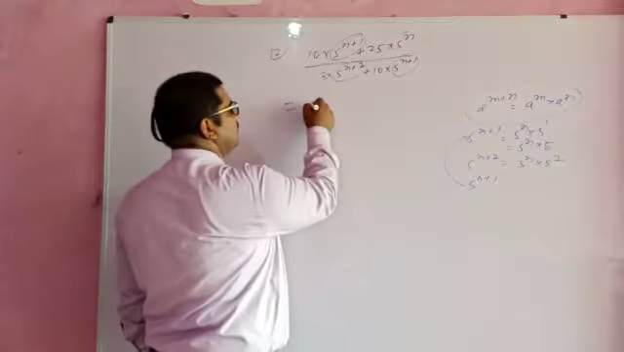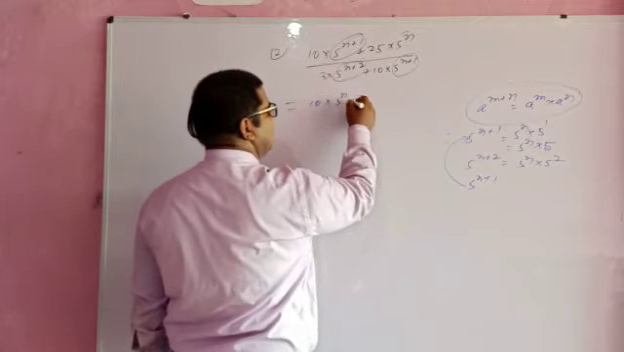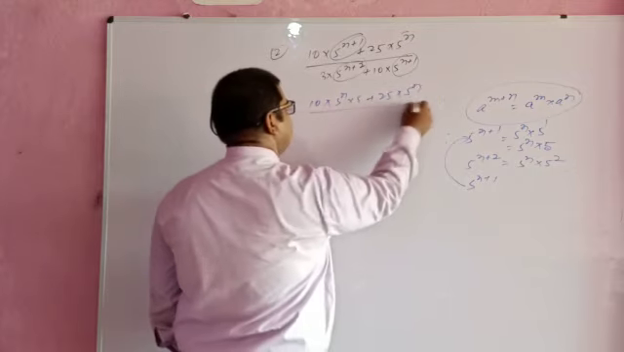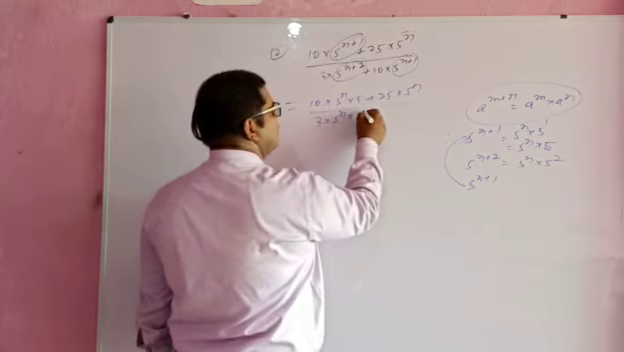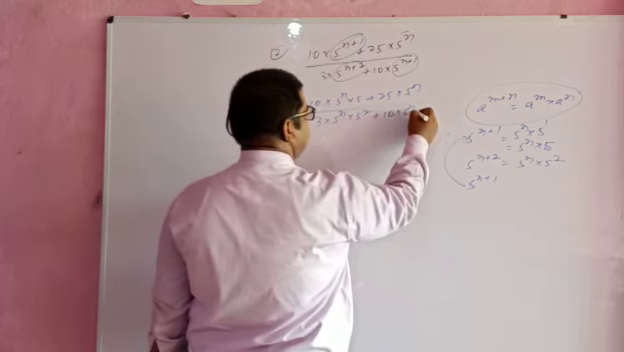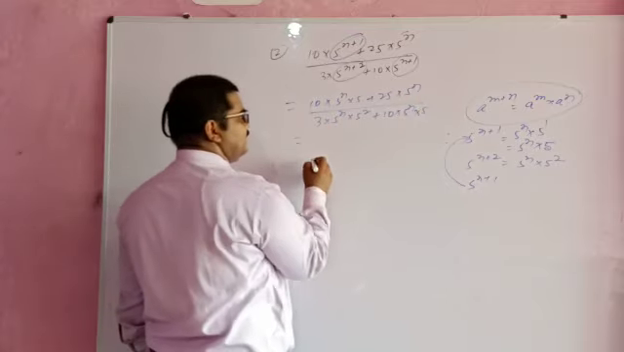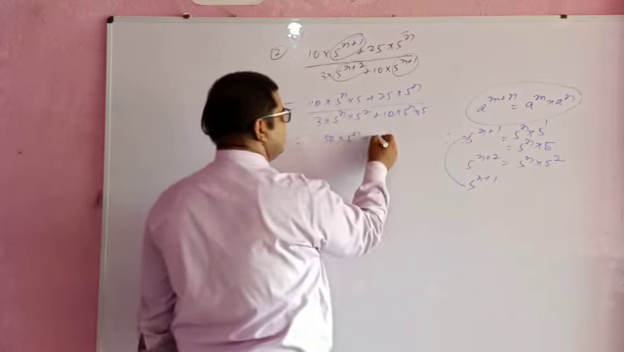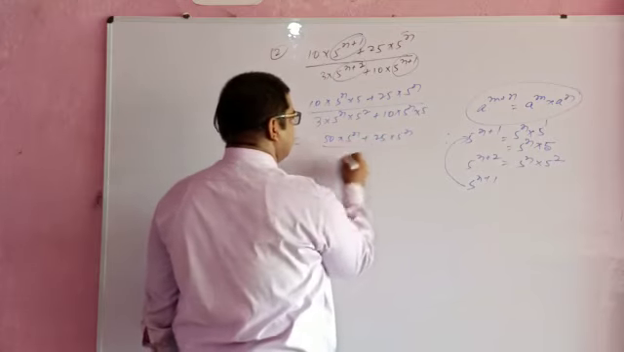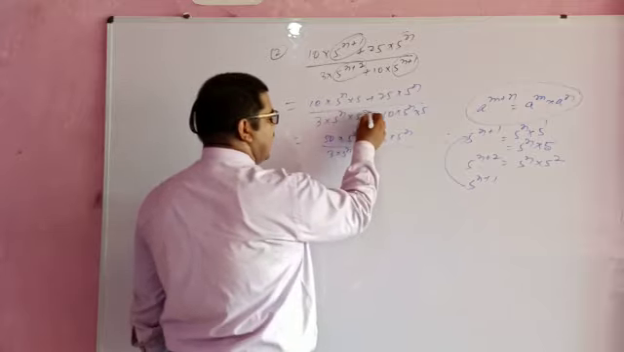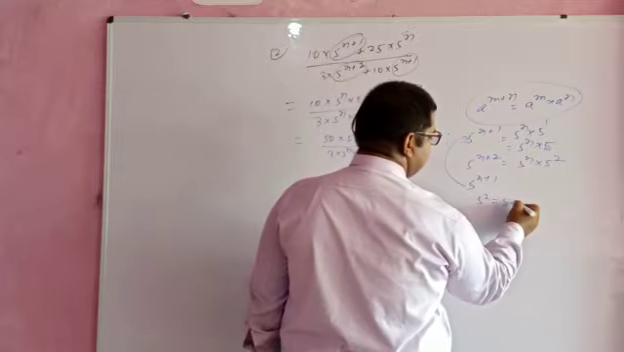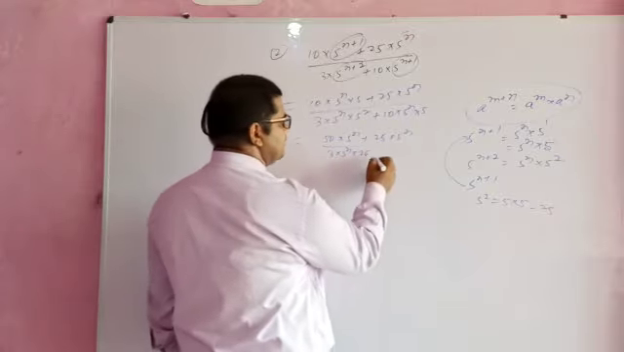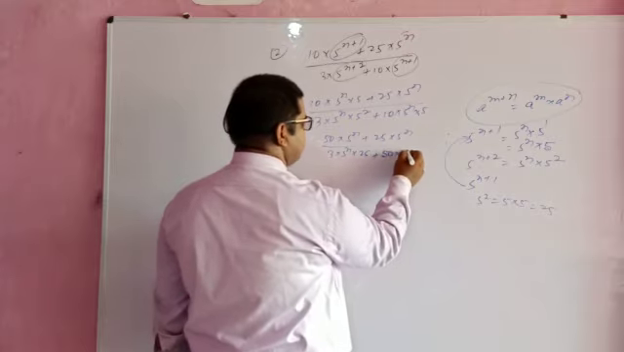So let's do further. 10 into 5 to the power n plus 1 can be written as 5 to the power n into 5, because 1 is not necessary to write, plus 25 into 5 to the power n, upon 3 into 5 to the power n into 5 to the power 2, plus 10 into 5 to the power n into 5. This can be written as 10 into 5, which is 50, into 5 to the power n, plus 25 into 5 to the power n, upon 3 into 5 to the power n and 5 square. By definition, 5 square means 5 into 5, which is 25. So 25 has been written here, and 10 into 5 is 50 into 5 to the power n.